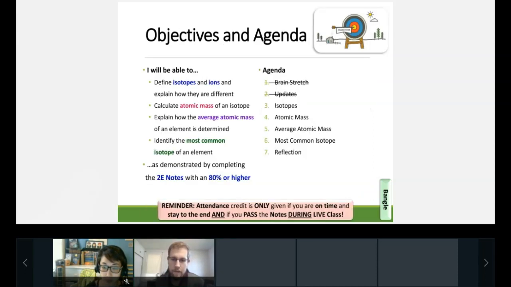All right, let's look at our agenda today. We will go into isotopes and ions as a little bit of review and explain how they're different. We're going to learn how to calculate the atomic mass of an isotope, and explain how the average atomic mass of an element is determined. Then we will identify the most common type of isotope of an element based off of that average atomic mass. Hopefully by the end, we should all be masters of this subject and get good grades on our notes.